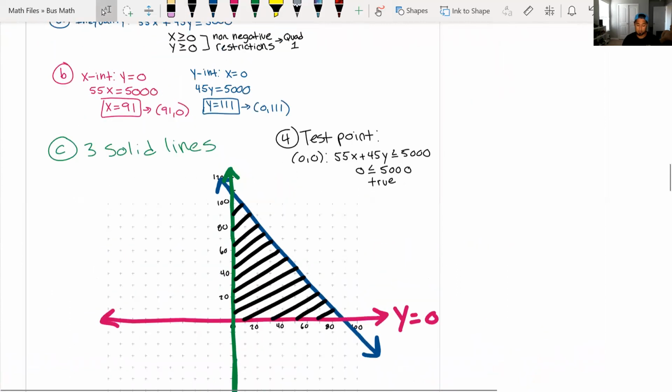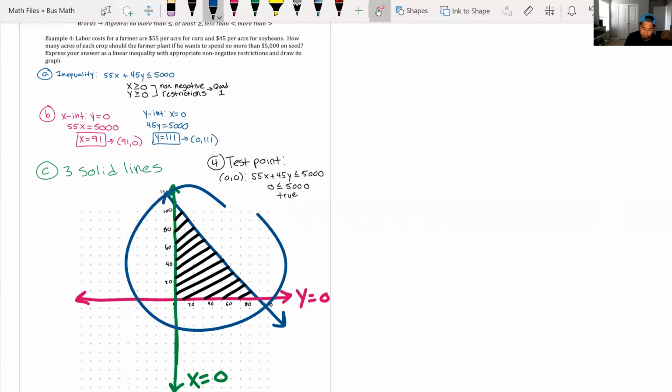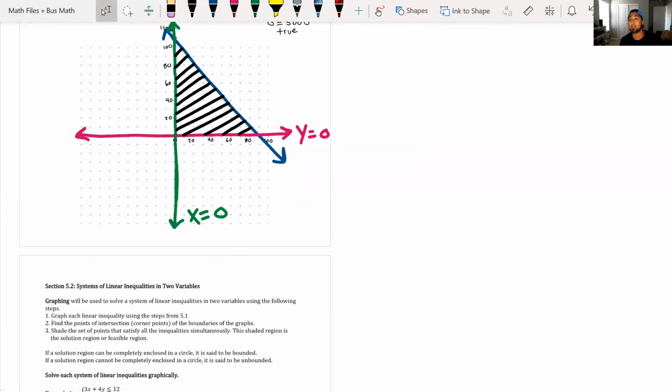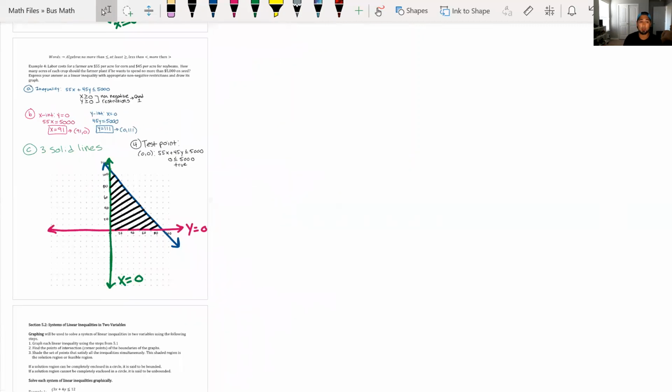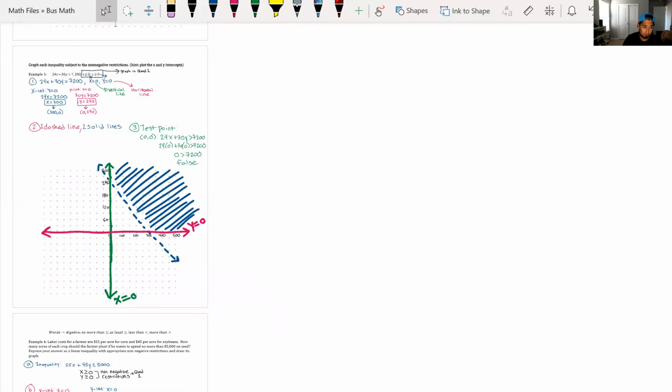All right, excellent. So we made our own restrictions. We made our own inequality. And if the farmer wants to spend no more than $5,000 on seed, if he chooses any appropriate combo that is within this shaded triangle in quadrant 1, he would definitely be below his $5,000 range. Okay, excellent. I think that finishes 5.1. That is it for 5.1. So we are shading, shading, shading.